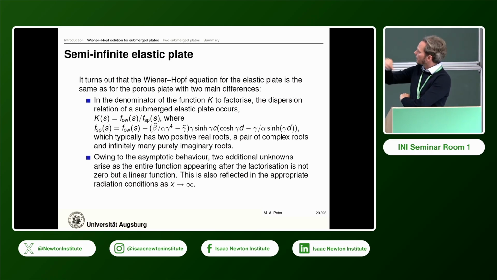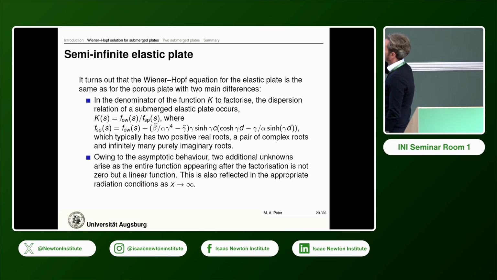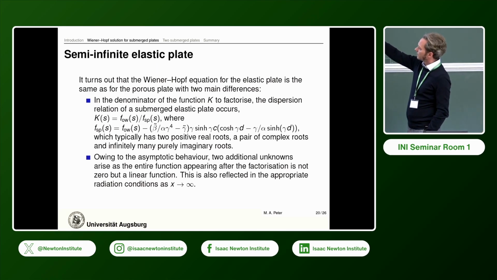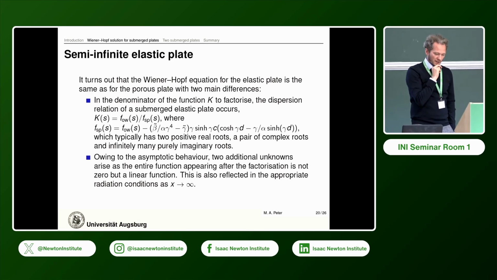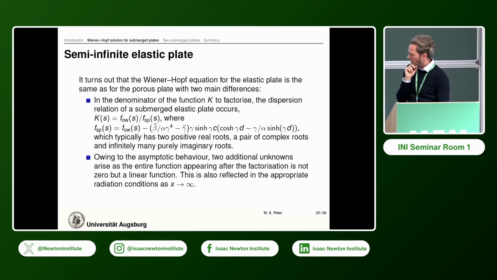This one here for the non-porous part again has two positive real roots, a pair of complex roots, and infinitely many purely imaginary roots, and you can already guess what it will look like if I also add porosity. Anyway, the one thing that I have to be slightly careful about, if I have elasticity involved, is that I get these two additional unknowns from the edge conditions.